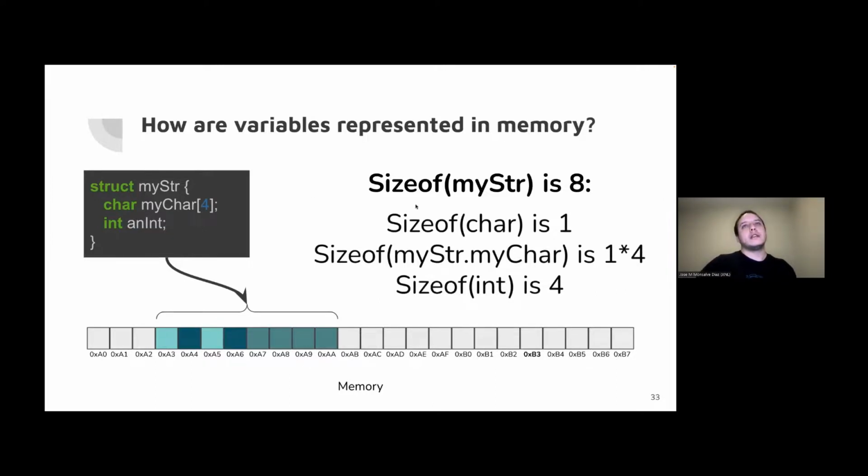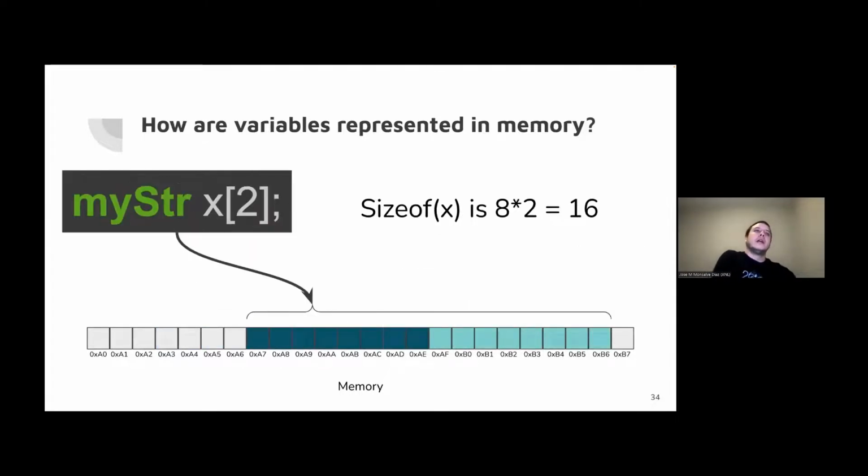So yeah, the size of char is 1. Then the size of my string dot my char is 4 because it's 4 elements. Then the size of int is 4. That is how I get the 8. Okay.